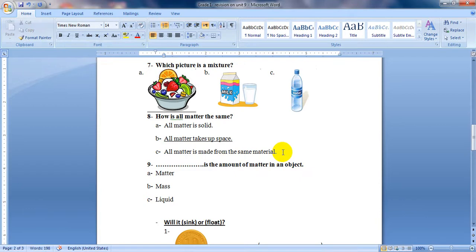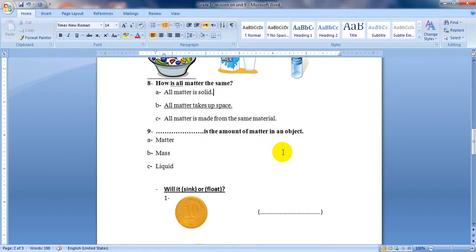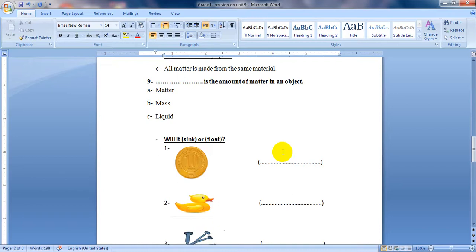It's not right. Why? Because not everything around us is made of wood, or of cotton, and so on. They are not made from the same material, but from different materials. Now let's move to the next question, number 9. This is the amount of matter in an object. How much matter is inside an object? Which definition is it? Matter, mass, or liquid? It's mass. Mass means the amount of matter in an object.